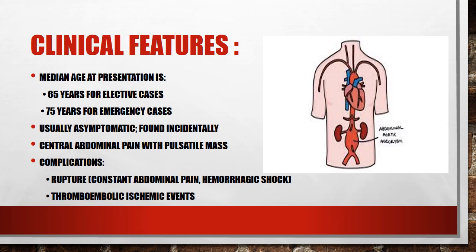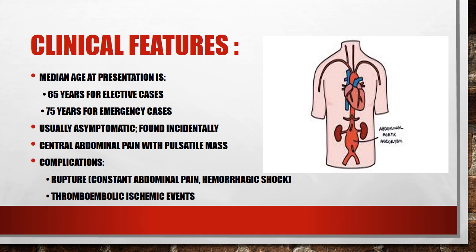90% of abdominal aortic aneurysms start below the renal artery and 15% extend to the common iliac artery. The mean age at which patients present is 65 years for elective cases. What are elective cases? Those patients who are asymptomatic, who came to the hospital for monitoring of other diseases, but found abdominal aortic aneurysm incidentally. So these patients require monitoring. And 75 years is the median age of presentation for emergency cases, those patients who present with rupture or other complications of aneurysm, which I am going to discuss.